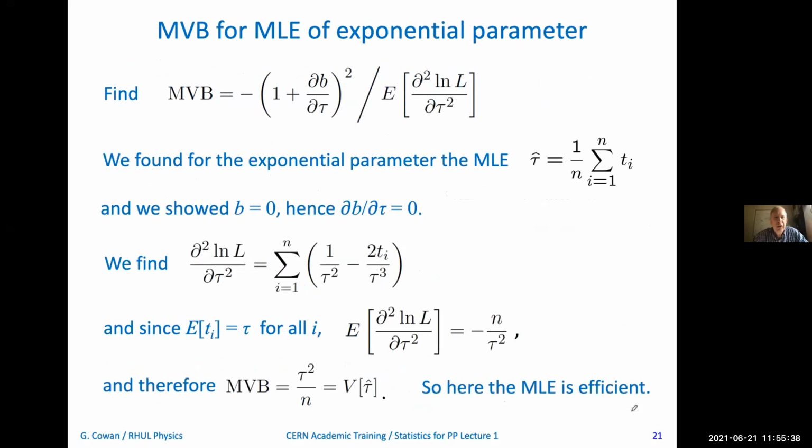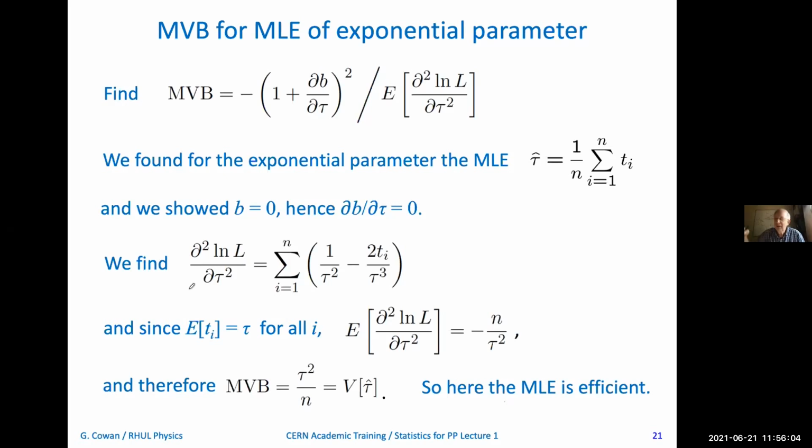Right. So let's work this out for the example that we just had. Let's find out the MVB, the minimum variance bound, for this estimator for the exponential parameter. We found the MLE was just given by this arithmetic sum, and we showed that the bias was identically equal to 0. And so therefore, the derivative of the bias is equal to 0.